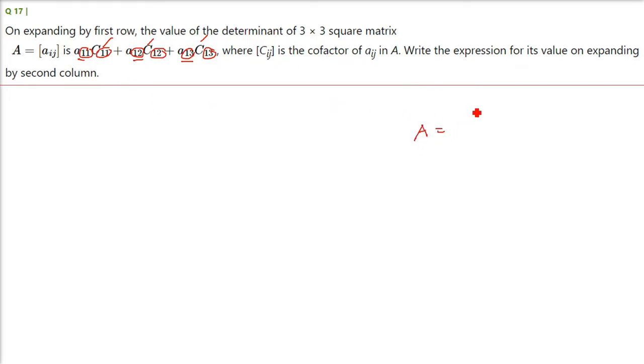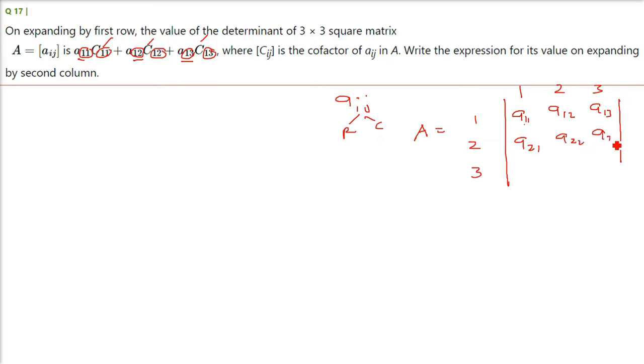Write the expression for its value on expanding by second column. This question was saying first row, but now it is asking about the second column. So there are 3 rows, 3 columns which I am making now. A11, A12, A13. This is how the values are represented. Aij, i is for the row number and j is for the column number. So A21, A22, A23, A31, A32, A33. 3 rows, 3 columns.